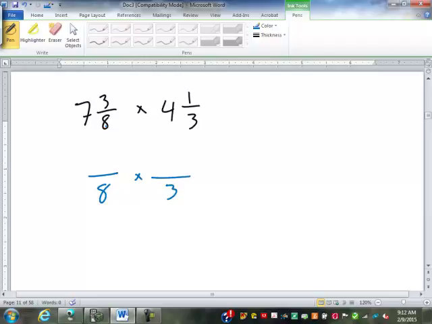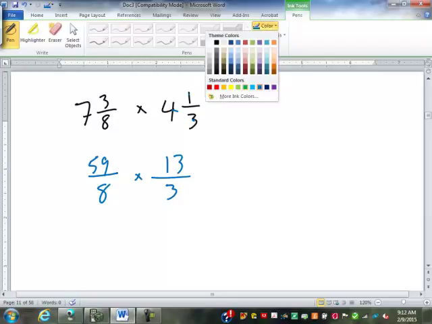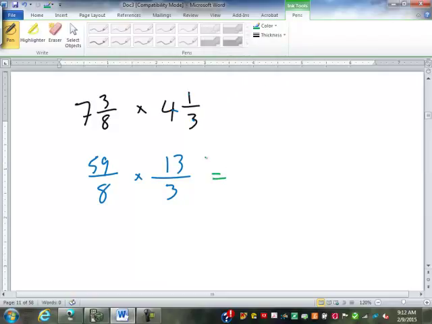7 times 8 is 56, plus 3 is 59. 4 times 3, 12 plus 1 is 13. Can we cross cancel anything? Unfortunately, we cannot. So this ends up being 59 times 13, which is 700 and something.